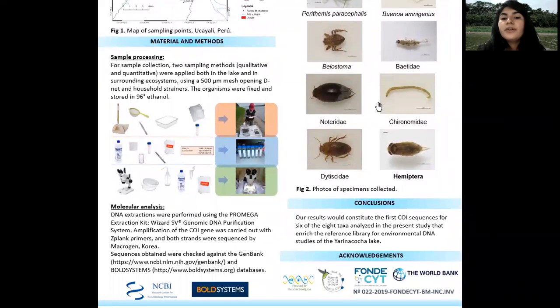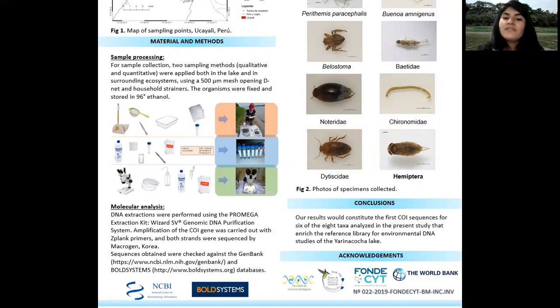Then down there, we have Noteridae on the left side, which is in adult phase. And on the right side, we have Chironomidae, which is in larval phase. Down there, we have Dytiscidae on the left side and Hemiptera on the right side. This one was the specimen that was primarily identified as Corixidae, but when checked against the databases, it didn't match the same family.